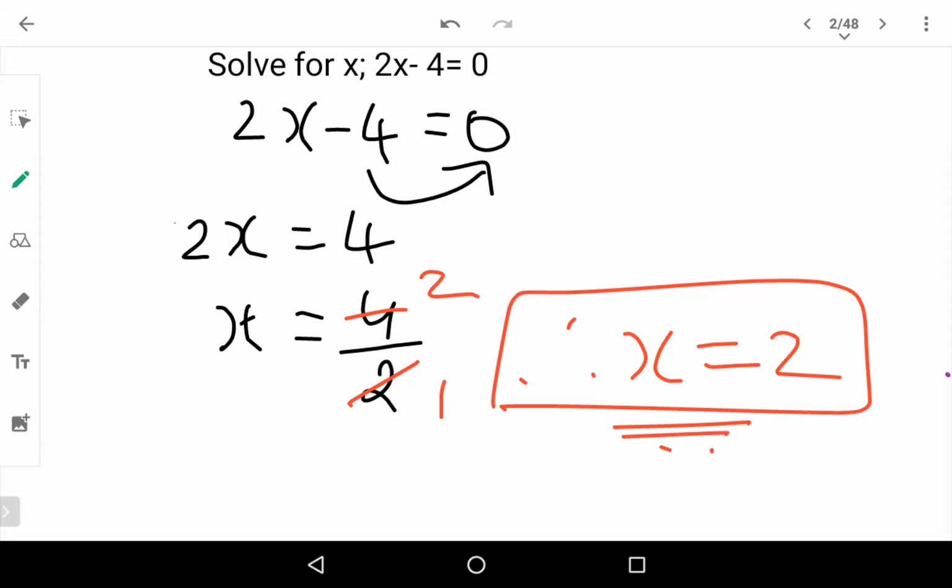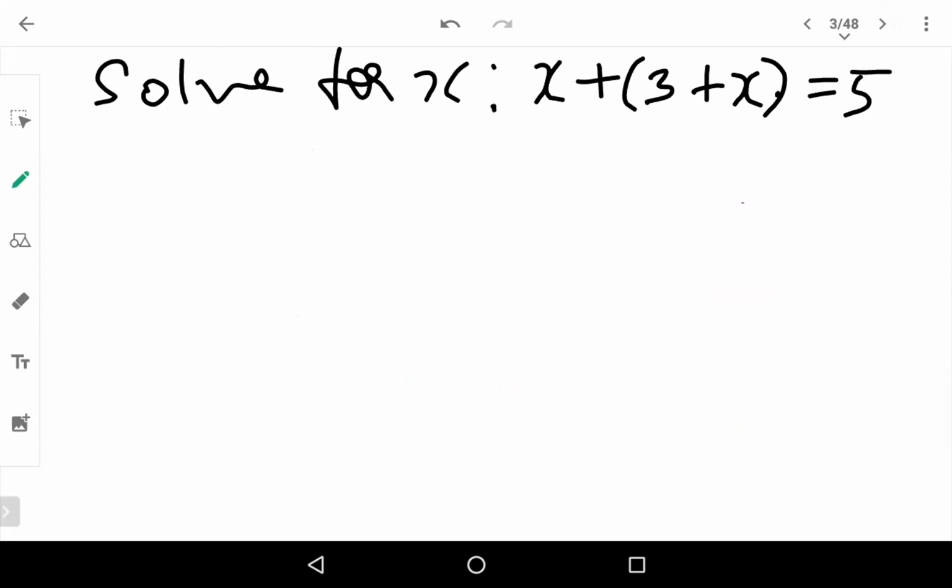Any doubts in this problem? Everybody understood this problem? Okay. Now let us go to the next problem.